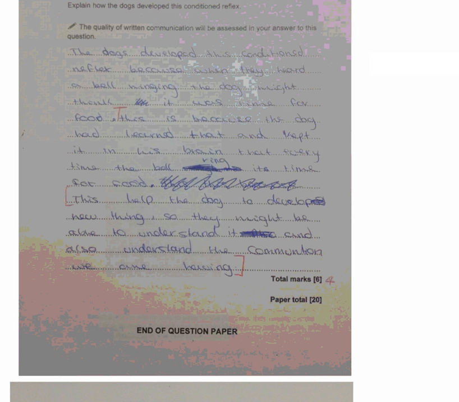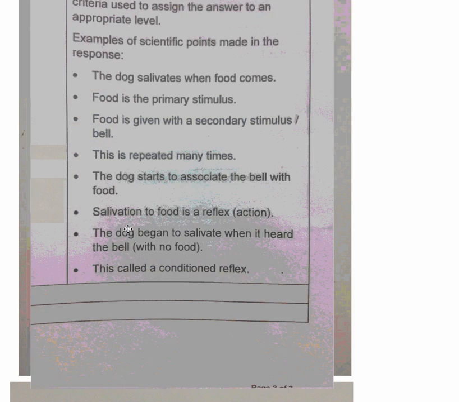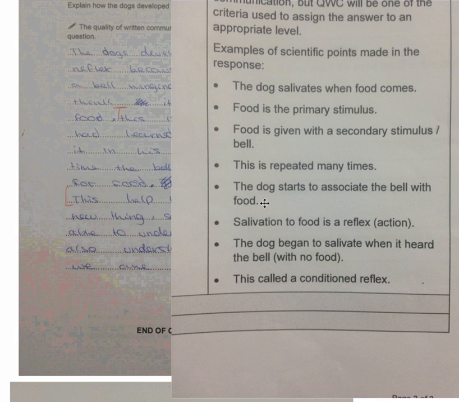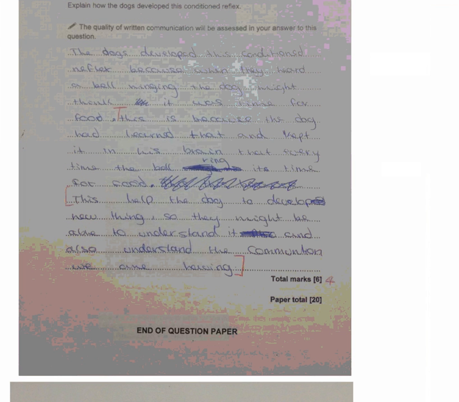So let's bring our mark scheme in. I think that they've mentioned the idea that the bell was involved and that it was repeated many times. And then the dog started to associate the bell with food. So from that point of view, it's got a few of the points that we were looking for. However, it has got a few problems with it, which is why it didn't get those full 6 marks. So let's take a look.